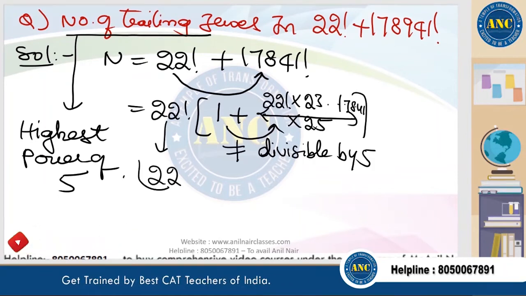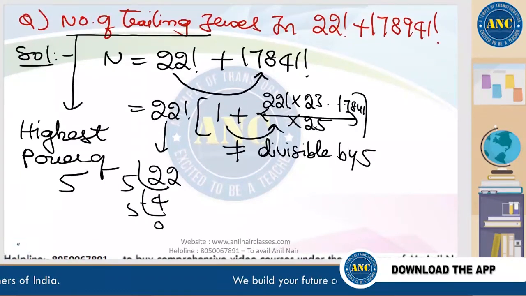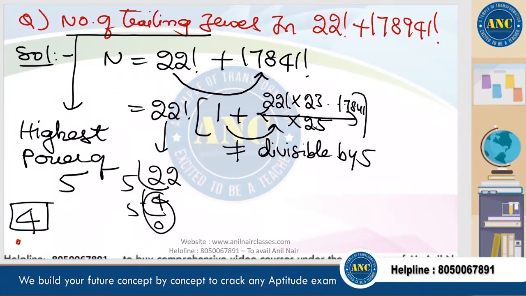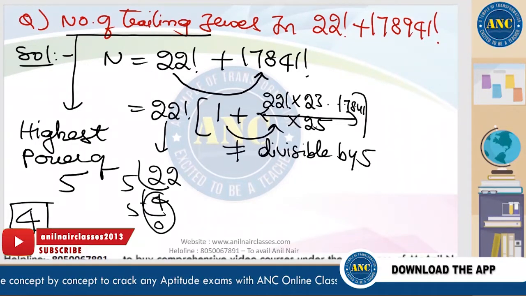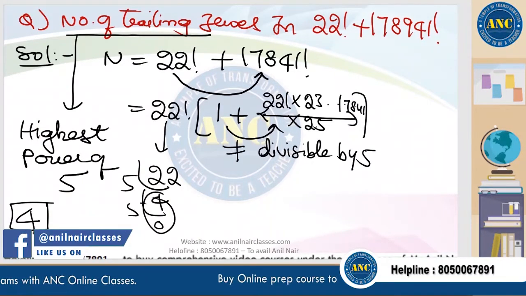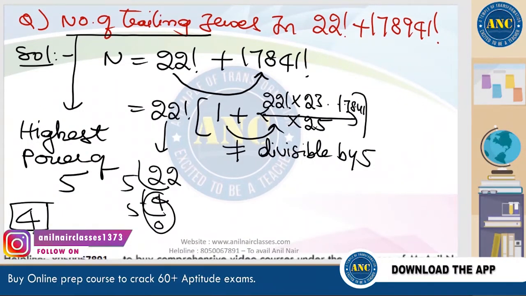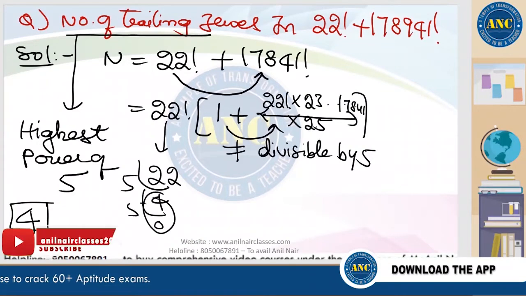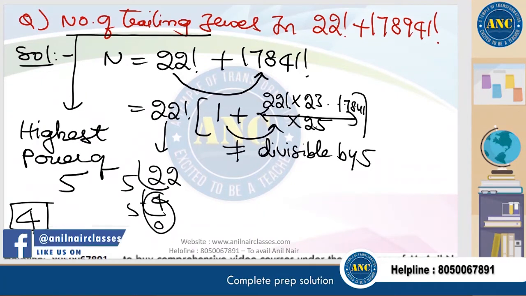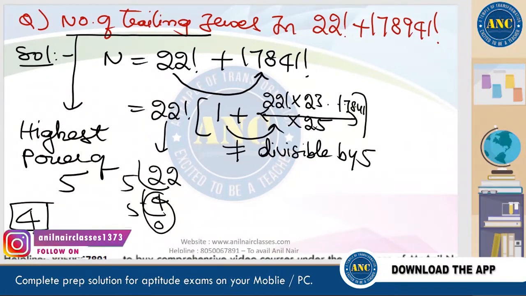What will be the answer? 5 4s are 20, 5 0s are 0. The answer is nothing but 4 plus 0, which is 4. I hope the idea is clear. This is the number of trailing zeros in a factorial. I hope it is clear. Any doubt in this question?